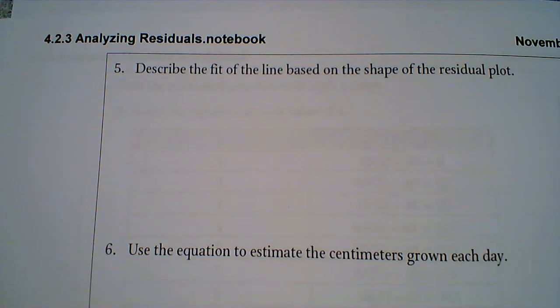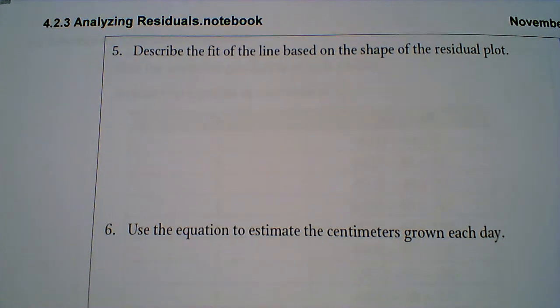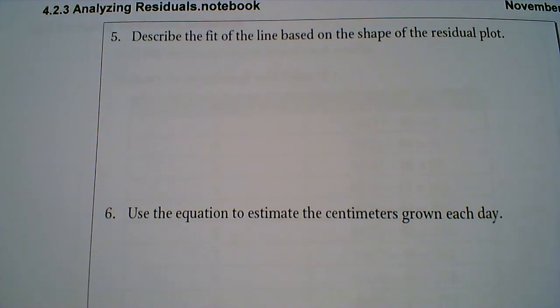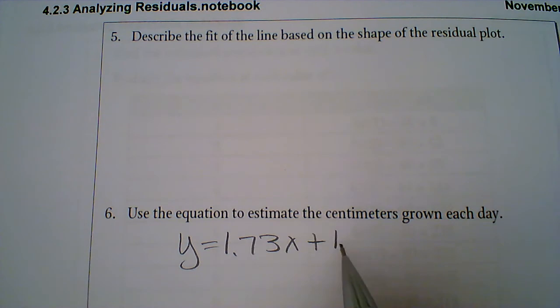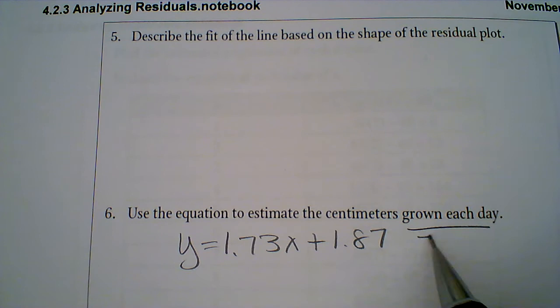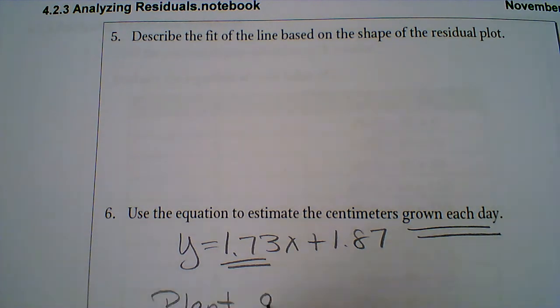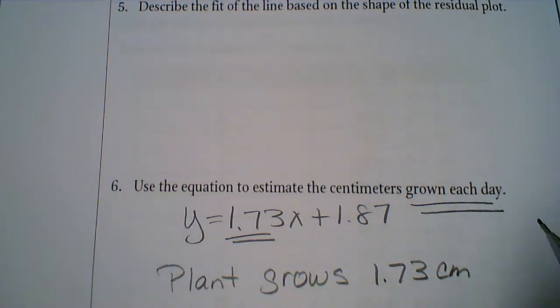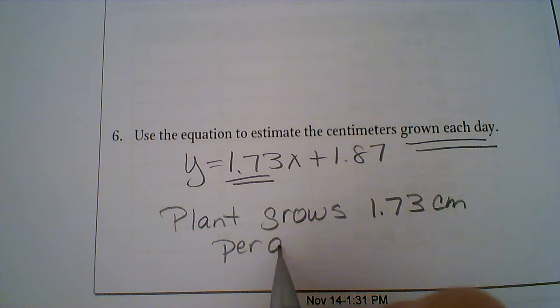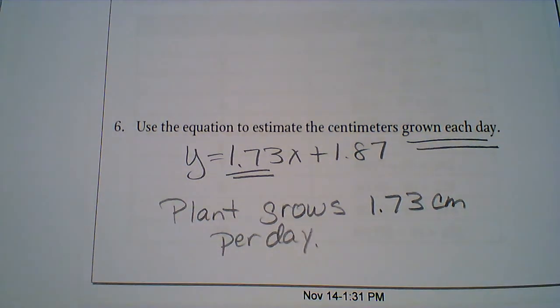And the final question says, use the equation to estimate the centimeters growth each day. Since we've decided that the equation Pablo gave us is a good fit, y equals 1.73x plus 1.87, we can estimate how much it's growing each day. The growth each day is the rate of change, and in a linear function, our rate of change is our slope. So we would say the plant grows 1.73 centimeters per day.